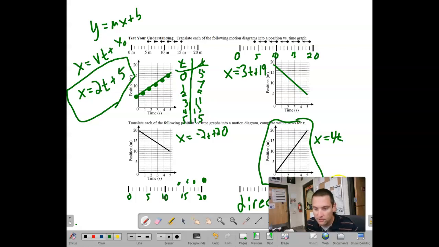Now this is very different from the first graph in that our x naught, or at t equals 0, this b term here, is not 0. Because it's not 0, we could only say the relationship between position and time is linear. It's not proportional. Linear.